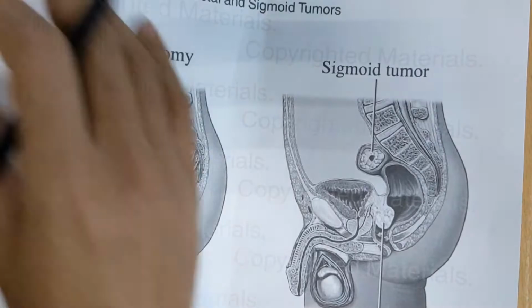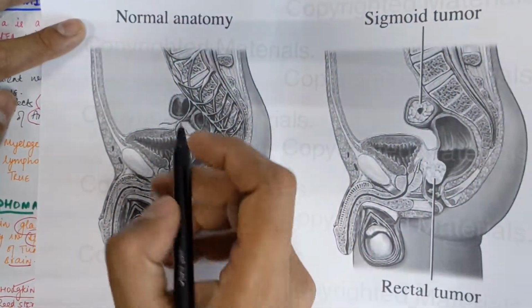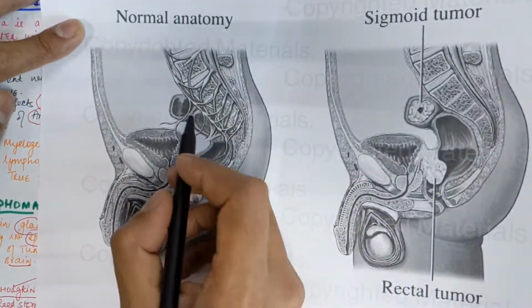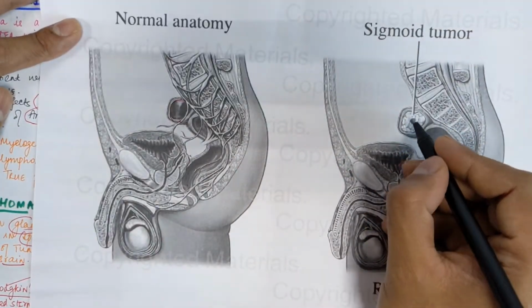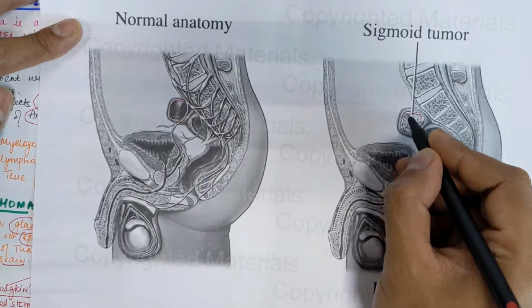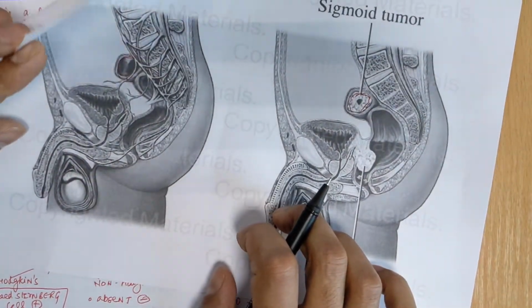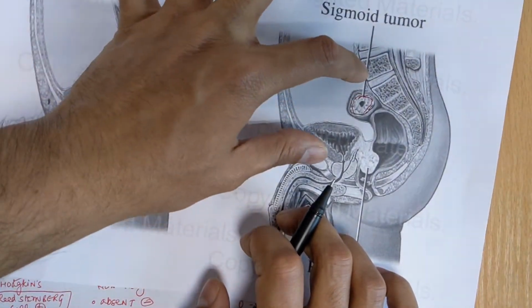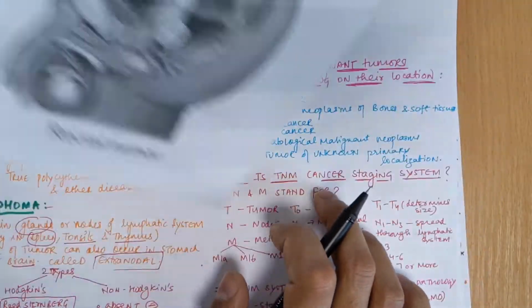Now you can see this rectal and sigmoid tumor. You can see the example here in this image, rectal tumor. This is a normal anatomy cross section, and this is your sigmoid colon, the cross section. Here you can see the developed mass of the tumor. So this is your rectal tumor in this image. Like this, the tumors are visible in the picture view.